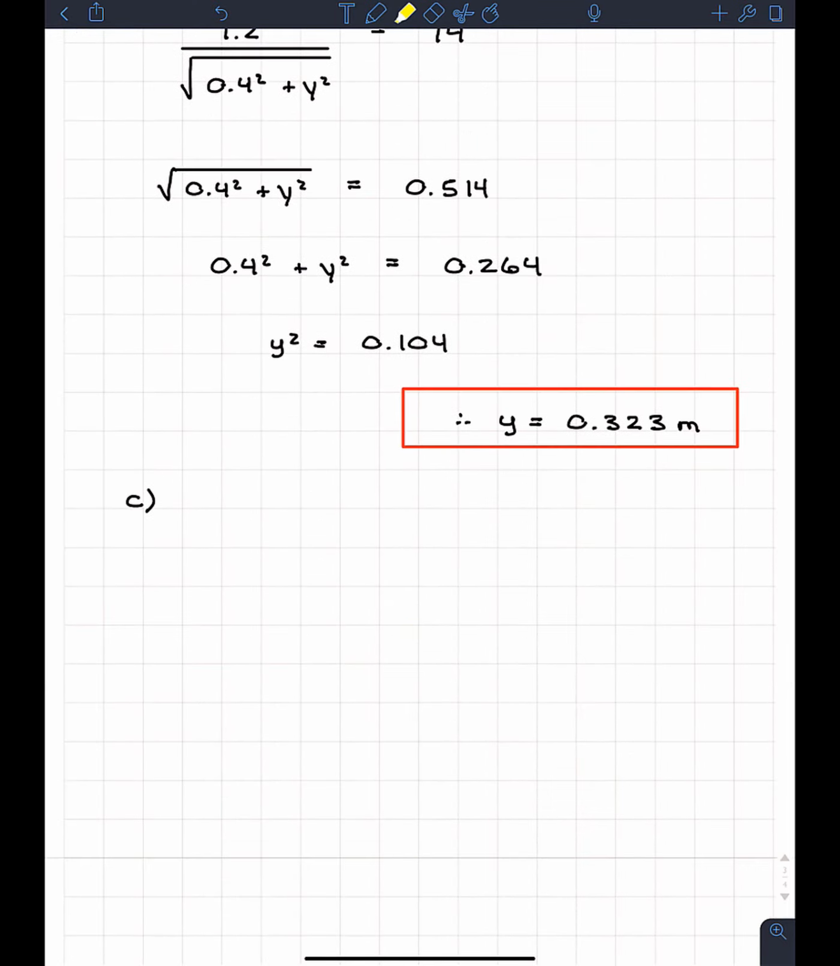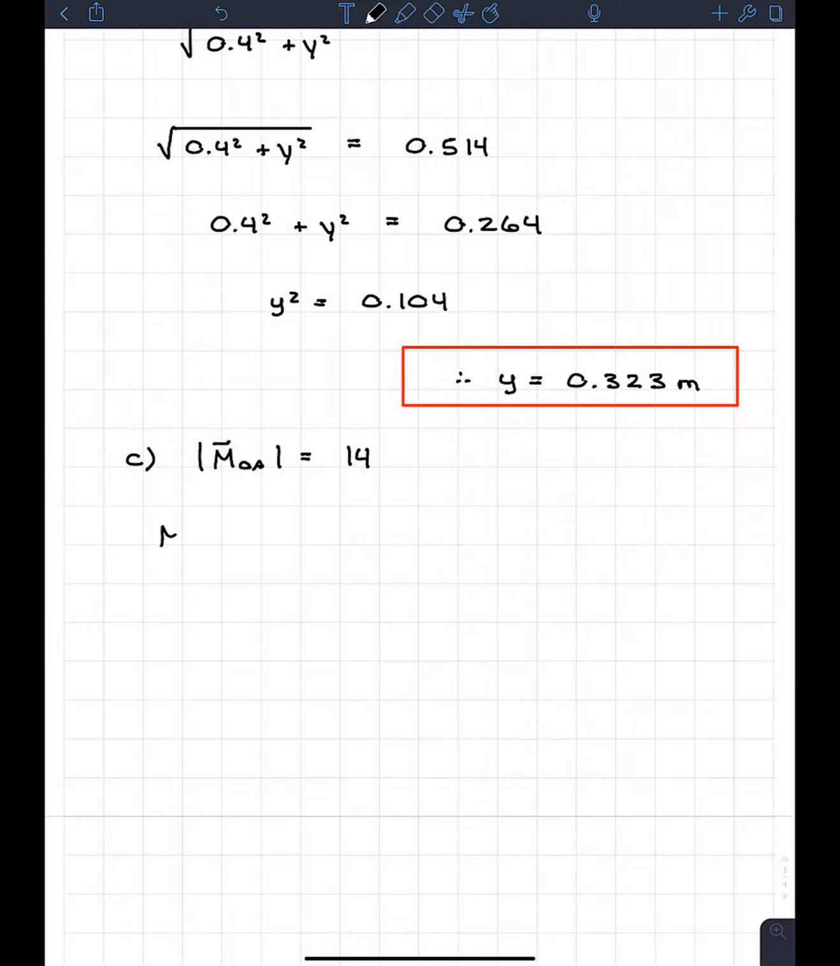So one thing that we know is this. The magnitude of MOA is going to be equal to 14. So that's good to go. The one thing that we don't really know is MOA as a vector. But we know that we can find a Cartesian vector notation if we know the magnitude, which we do, times the unit vector of its direction. In this case, it's going to be OA. We know that it's going to be in that direction, OA.